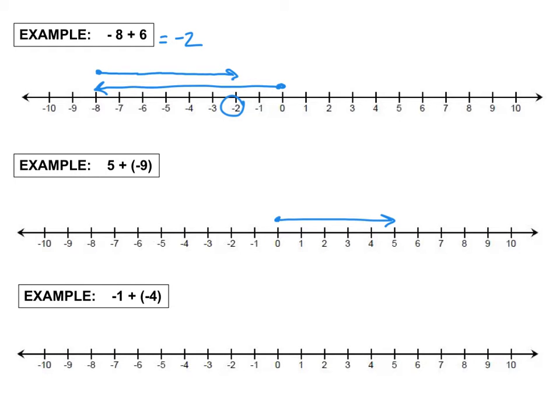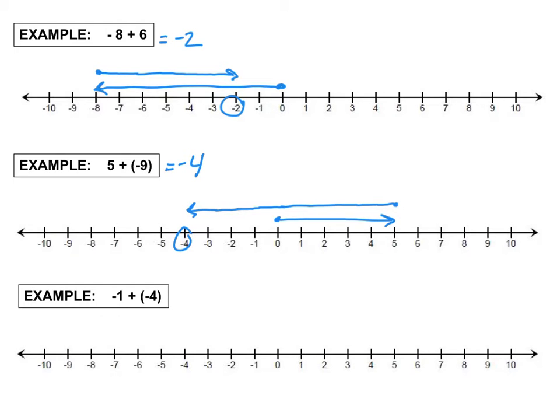And now I'm adding a negative 9. So because this number is negative, I'm going to go from 5, and I'm going to go 9 to the left. So starting at 5, I'm going to count back 1, 2, 3, 4, 5, 6, 7, 8, 9, and I end up at negative 4. So I have 5 plus negative 9 is equal to negative 4.